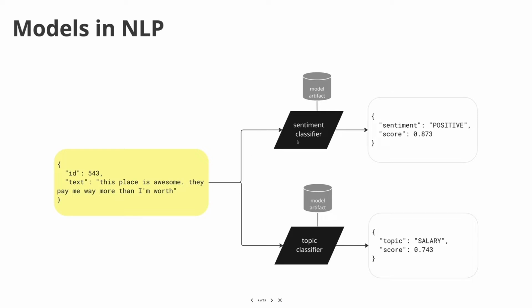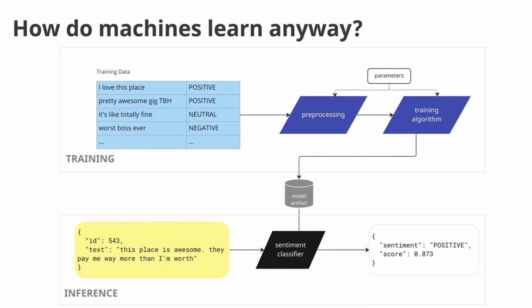So this model artifact is a collection of weights. How do we get them? Where do they come from? How basically does supervised machine learning work? Well, this is how. So we have a collection of training data.